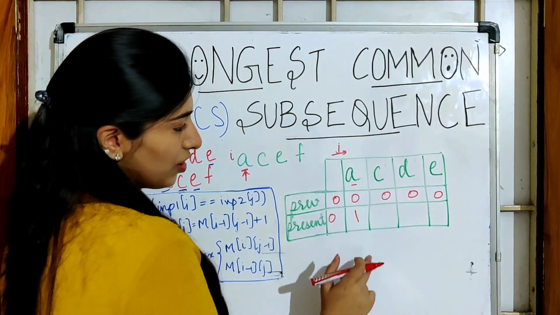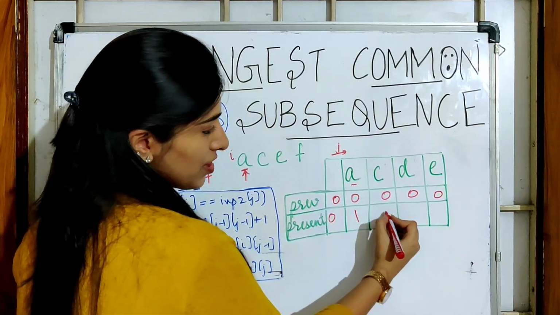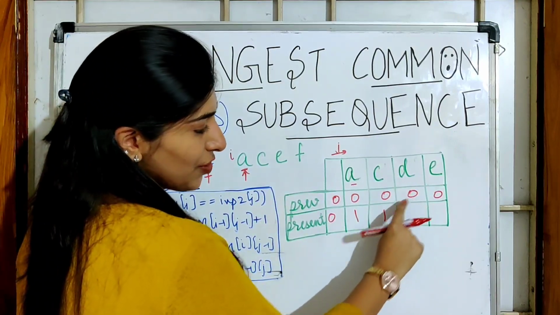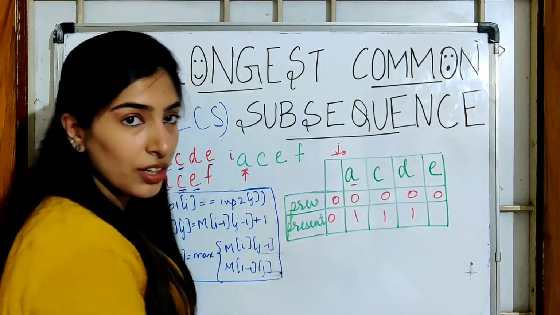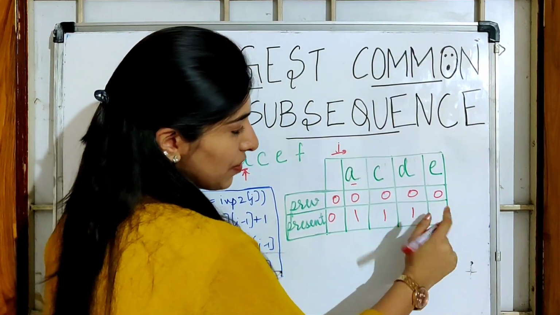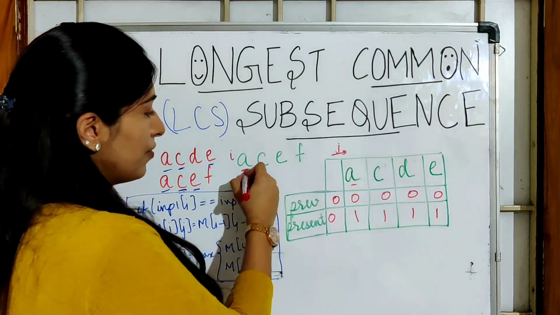Now A and C are not equal, so the value over here comes from the maximum of these two, which is 1. Now again A and D are not the same, so the value over here comes from the maximum of these two, which is 1. Again A and E are not the same, so the value comes from the maximum of these two, which is 1. So now we have found our answer for the first row.